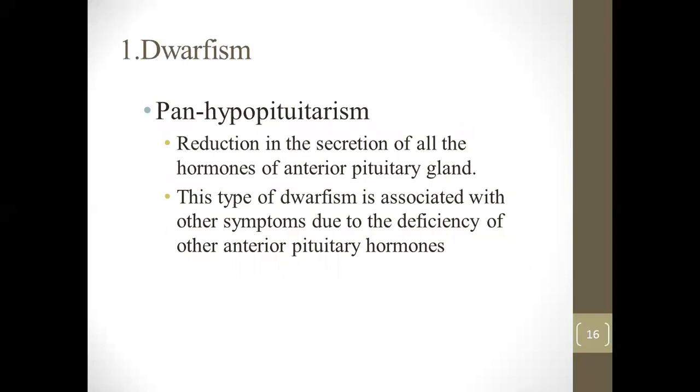Hypopituitarism is also a cause of the dwarfism. Reduction in the secretion of the hormones of the anterior pituitary. If the secretion of the hormones of the anterior pituitary is restricted, then there is panhypopituitarism. This type of dwarfism is created, and this type of dwarfism is associated with other symptoms due to deficiency of other anterior pituitary hormones.